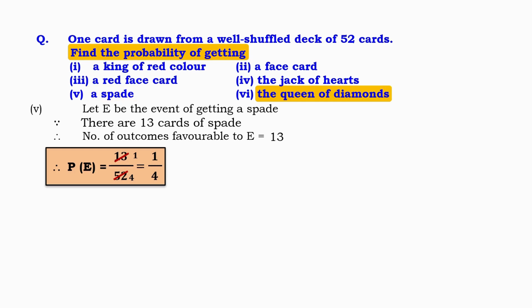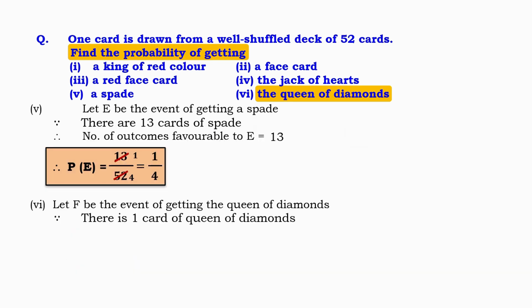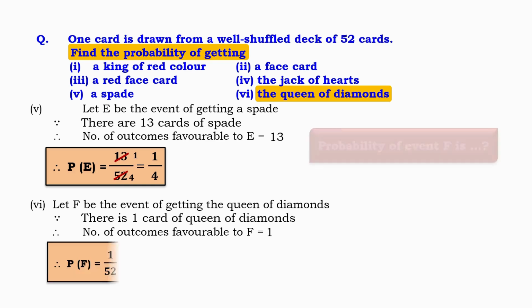Now the last part, the probability of getting the Queen of Diamonds. Let F be the event of getting the Queen of Diamonds. In the diamond cards there is only one queen. So the number of favorable outcomes will be equal to 1. So the probability of F is equal to 1 by 52.